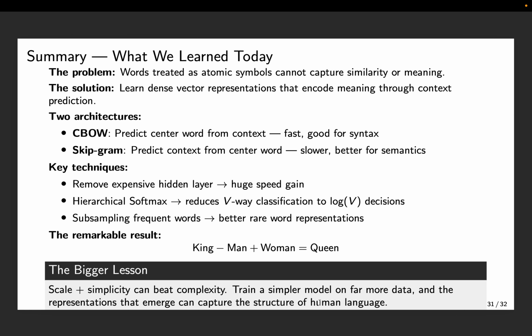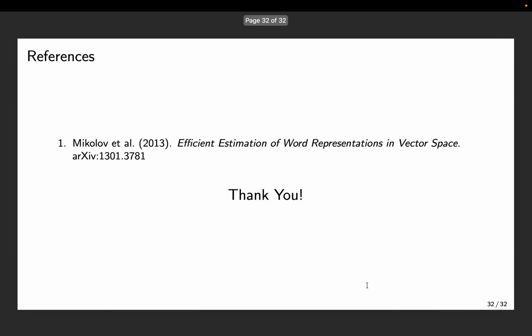The structure of human language, it turns out, is encoded in the patterns of word co-occurrence in text. So you just need enough text and a model that can learn from it efficiently. Word2vec was the spark that ignited modern NLP.